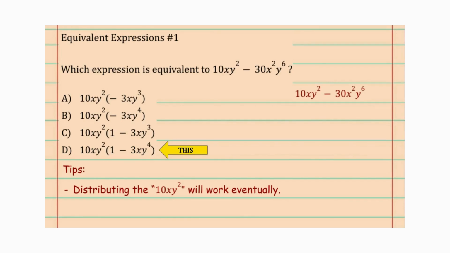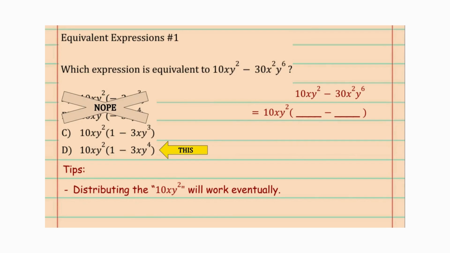So we'll start with our original two-termed expression. We know that we're factoring out a 10xy squared. Now, since we started with two terms, we're going to have two terms left over in the parentheses. So that means that A and B are right out. They are not the answer. So we're left with C or D. Which one is it going to be?